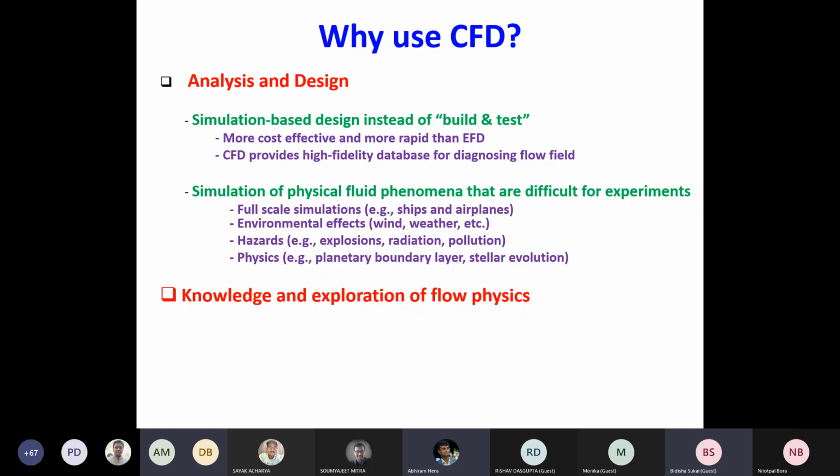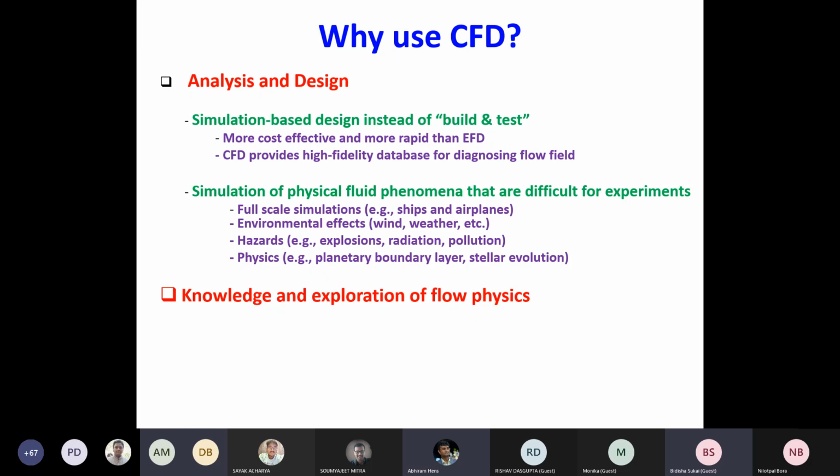Second point is that CFD provides a high fidelity database for diagnosing fluid flow. If you would like to understand, investigate or analyze a particular fluid flow domain, it can give you a detailed data set, point to point data. If there is some turbulence, or some shock wave is generated, you can see everything there from the database. That is the necessary guide for a better design and analysis of a system.